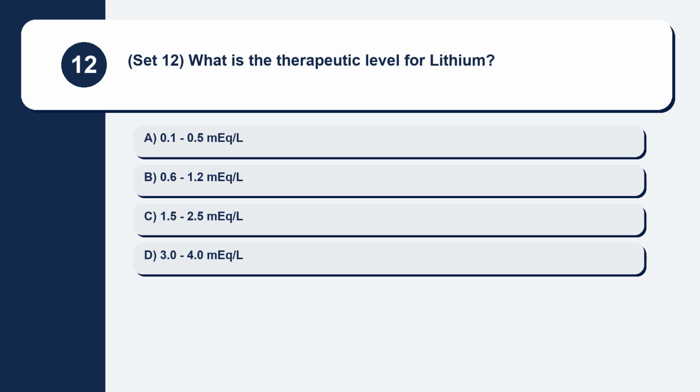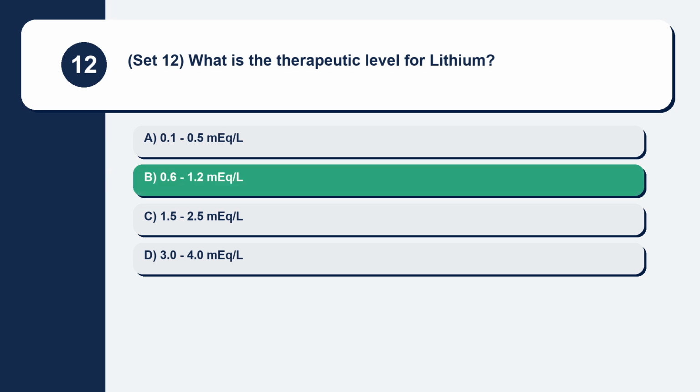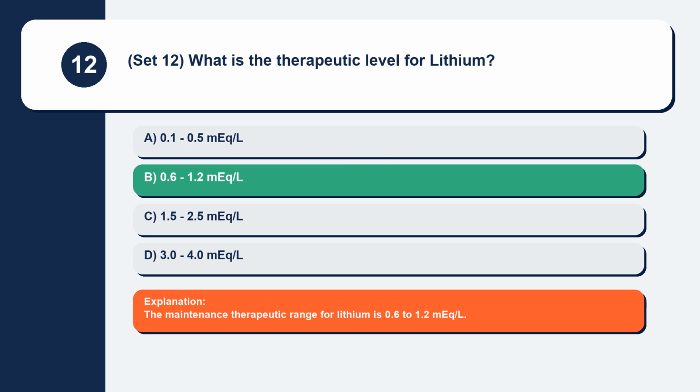Question 12. Set 12. What is the therapeutic level for lithium? 0.1 to 0.5 milliequivalent/L, 0.6 to 1.2 milliequivalent/L, 1.5 to 2.5 milliequivalent/L, 3.0 to 4.0 milliequivalent/L. The maintenance therapeutic range for lithium is 0.6 to 1.2 milliequivalent/L.